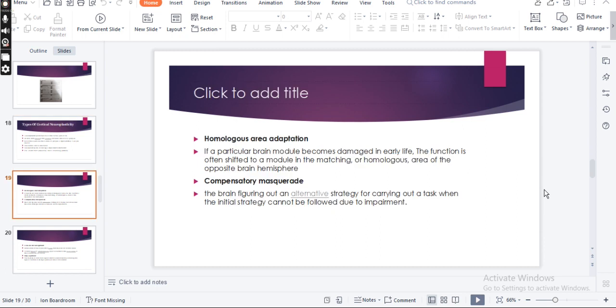Now, what is homologous area adaptation? If a particular brain module becomes damaged in early life, the function is often shifted to a module in the matching or homologous area of the opposite brain hemisphere.